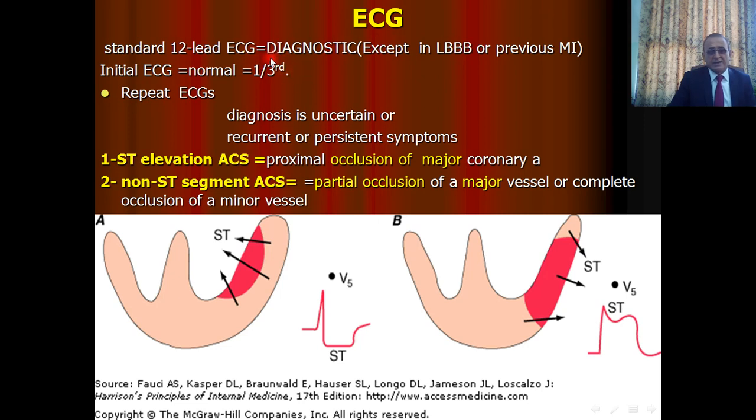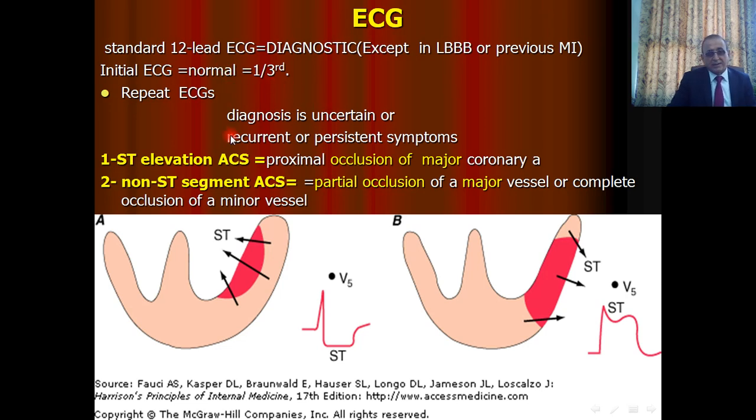Especially when the pain is typical and he has a risk factor. Even if he has epigastric pain and is diabetic, or central chest pain and a smoker, etc. Then you should repeat the ECG when the diagnosis is uncertain, or if the patient has recurrent or persistent symptoms. Always repeat the ECG. The initial ECG might be normal.